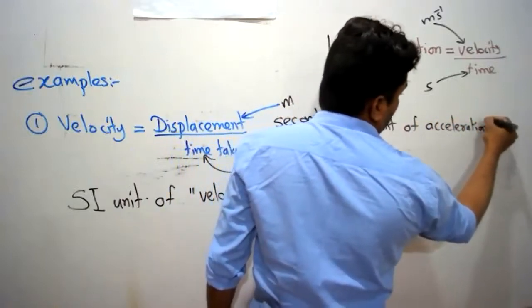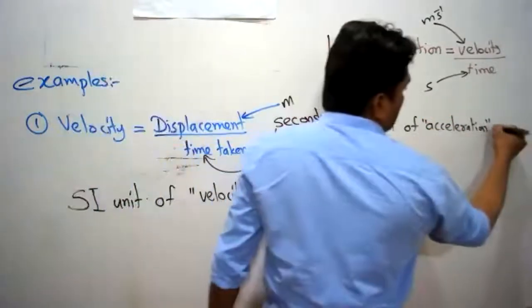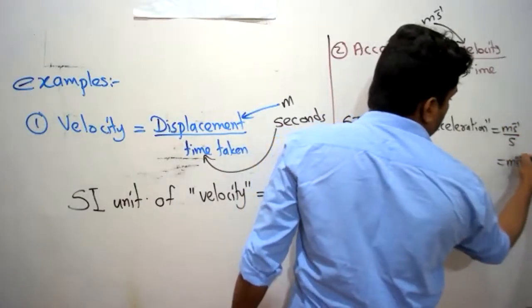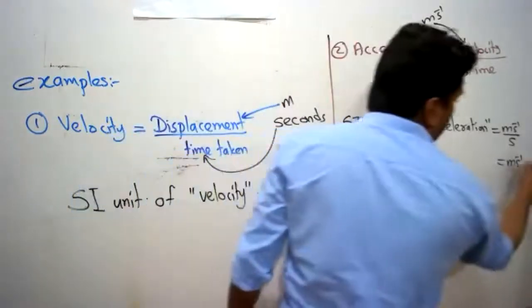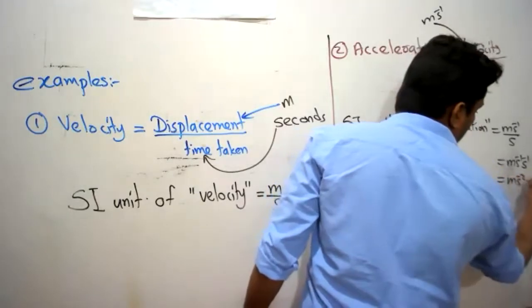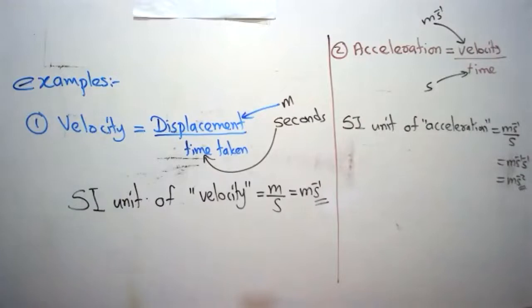Lamai? SI unit of acceleration. Yeah, very good. Meter per second divided by second. Meter per second, the denominator comes with another minus sign. So s to the power minus 1 into s to the power minus 1 is s to the power minus 2. Write it here.